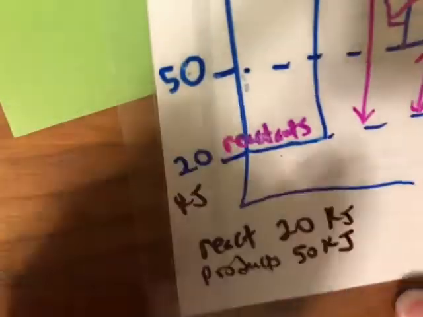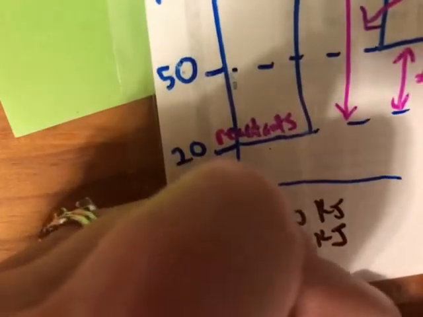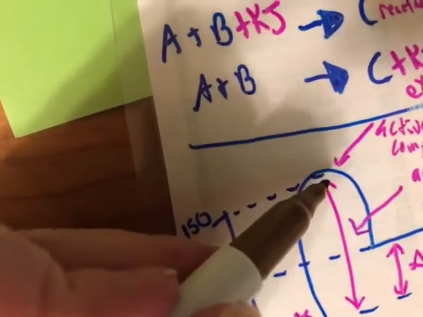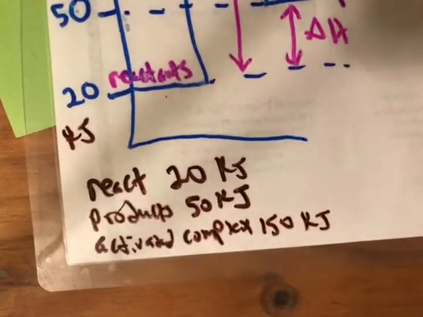How about the activated complex? Let's figure that out. That is just a value as well. The activated complex is the top of the hill, 150. So my first three answers are just literally looking at the graph. Next, we have to do some small calculations.